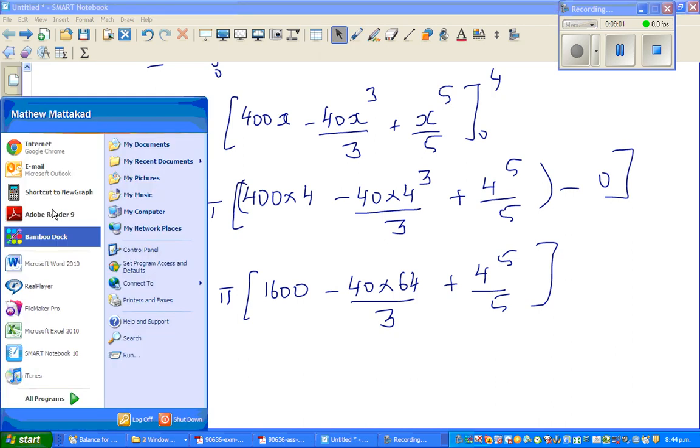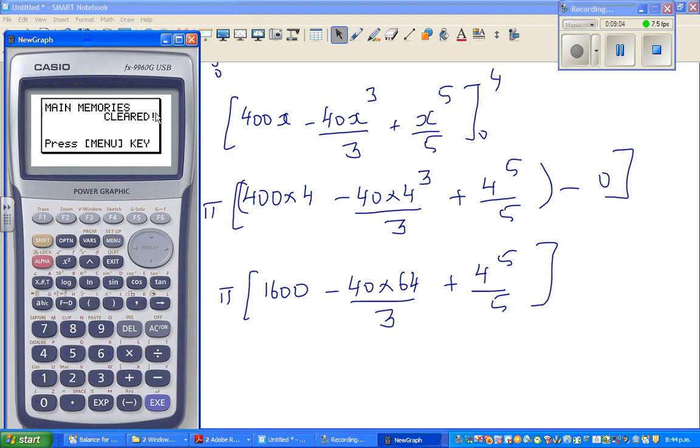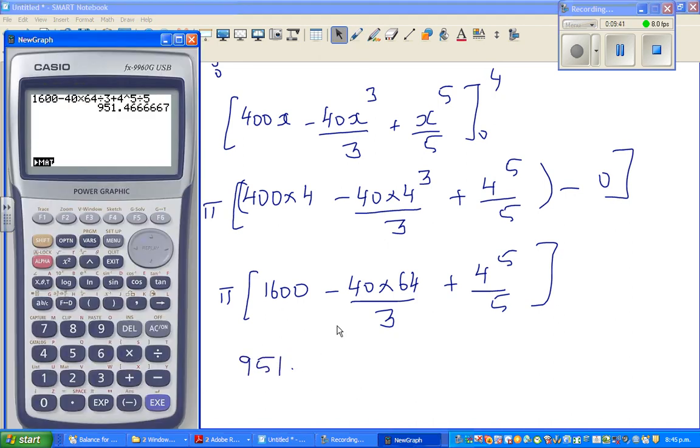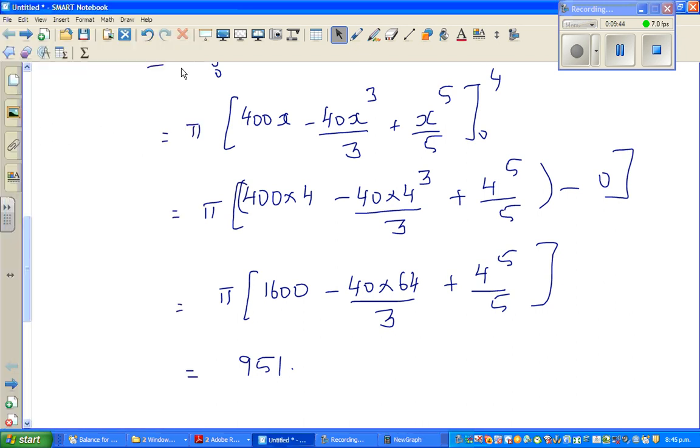Let me get my calculator out. Menu, run. So this is a simple calculation: 1600 minus 40 times 64 divided by 3 plus 4 to the power 5 divided by 5. This is 951.46, so 951.5 pi to 1 decimal place. 951.5 pi cubic units is the answer.